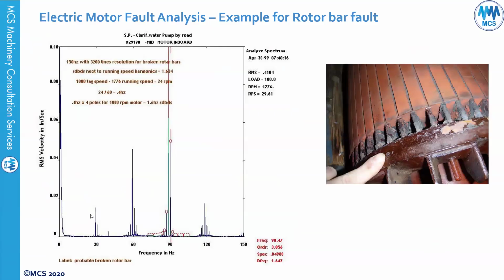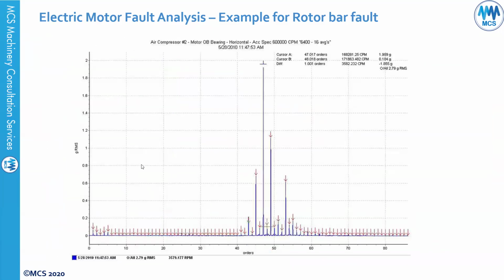If you have a broken rotor bar, you will see the running speed with harmonics modulated with sidebands at the pole pass frequency. This is the rotor bar passing frequency with sidebands at twice line frequency, and this will be an indication of a loose rotor bar.